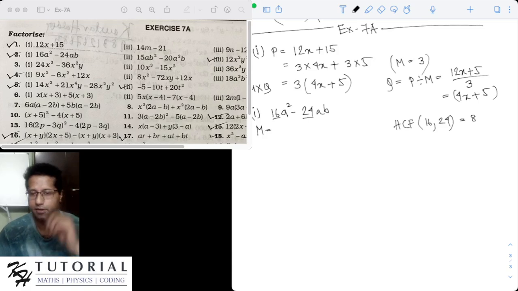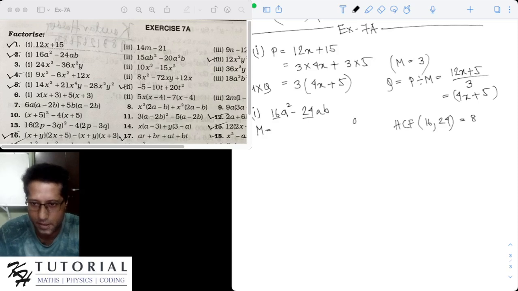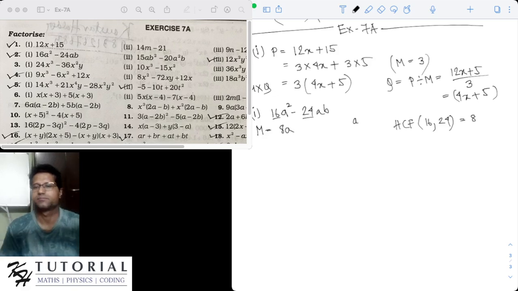Now what will be the variables in the common factor M? As I already discussed, first identify all the variables which are present in all the terms. I can see that only the variable a is present in both the terms, that is 16a square and minus 24ab. The first term has a square, the power is 2, and the second term has a power of 1. So the minimum power is 1. So definitely the common factor will be 8 into a. So we have found the common factor of all the terms of the given polynomial.